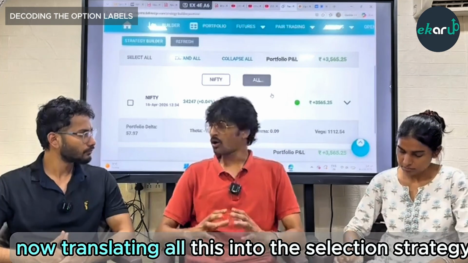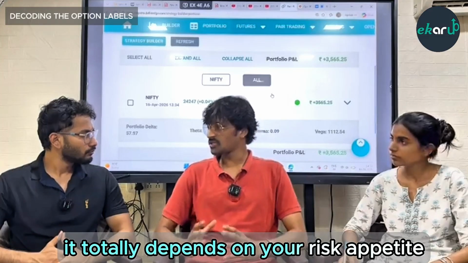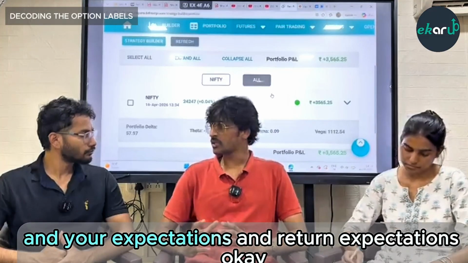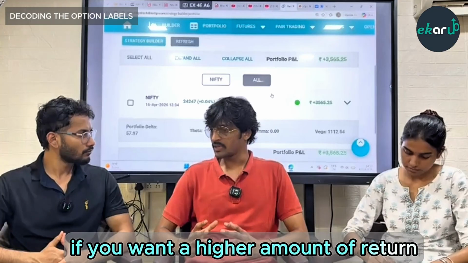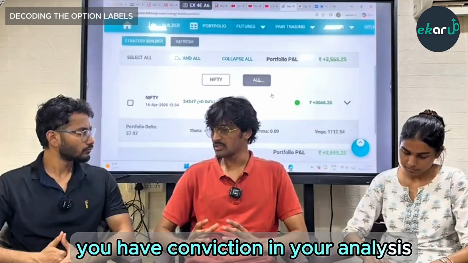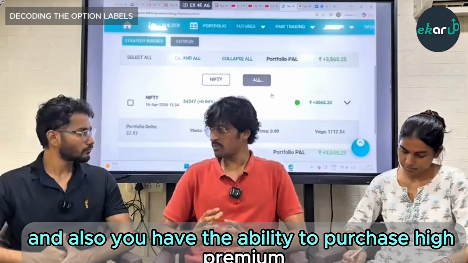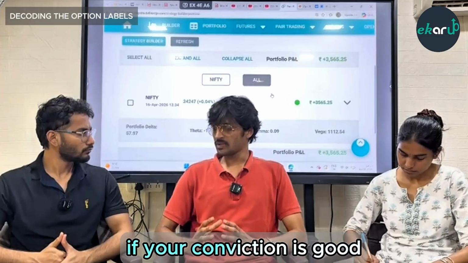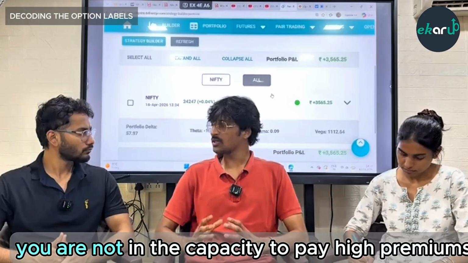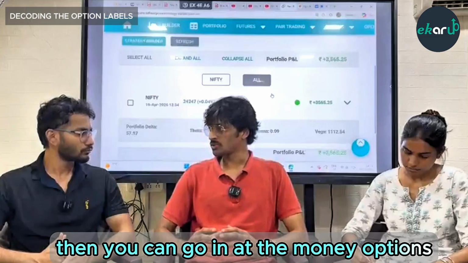Now translating all this into the selection strategy, it totally depends on your risk appetite and your return expectations. If you want a higher amount of return, you have conviction in your analysis, and you have the ability to purchase high premium, then you can go to in the money options. If your conviction is good but you are not in the capacity to pay high premiums, then you can go with at the money options.